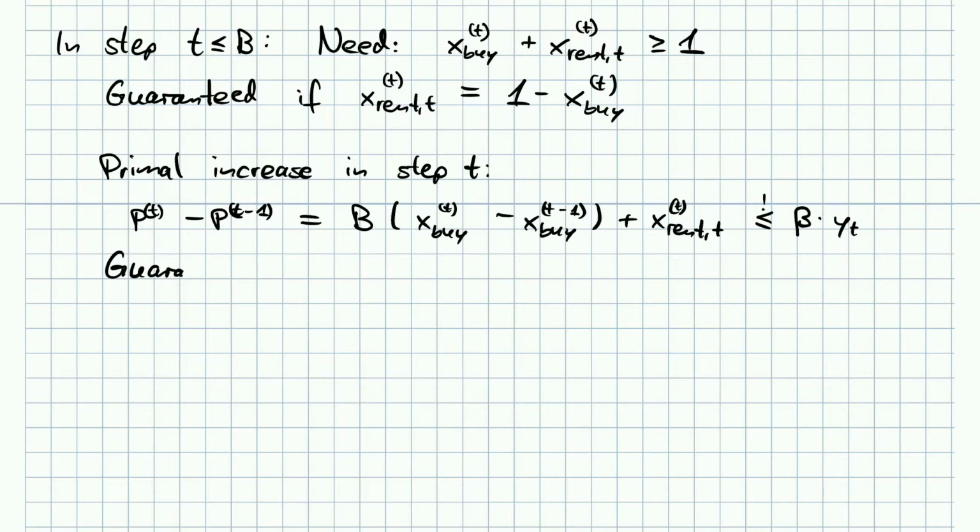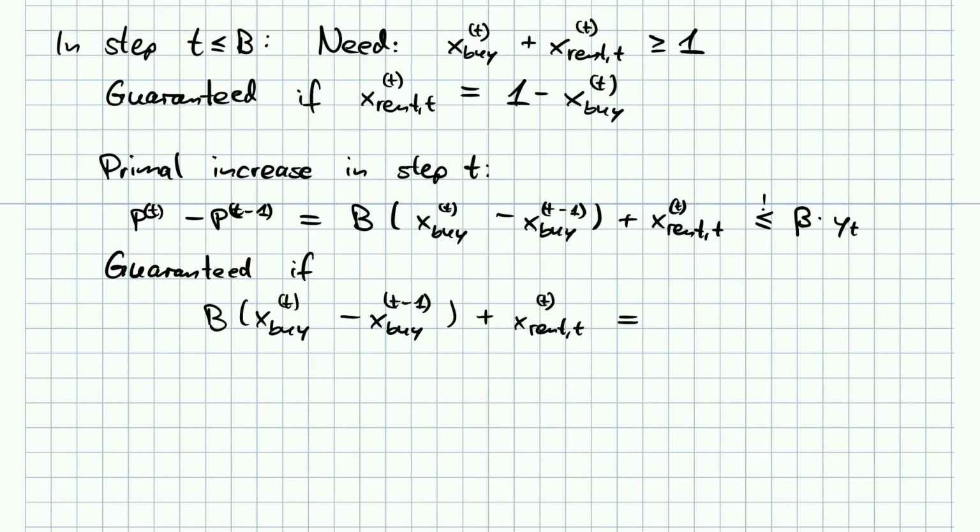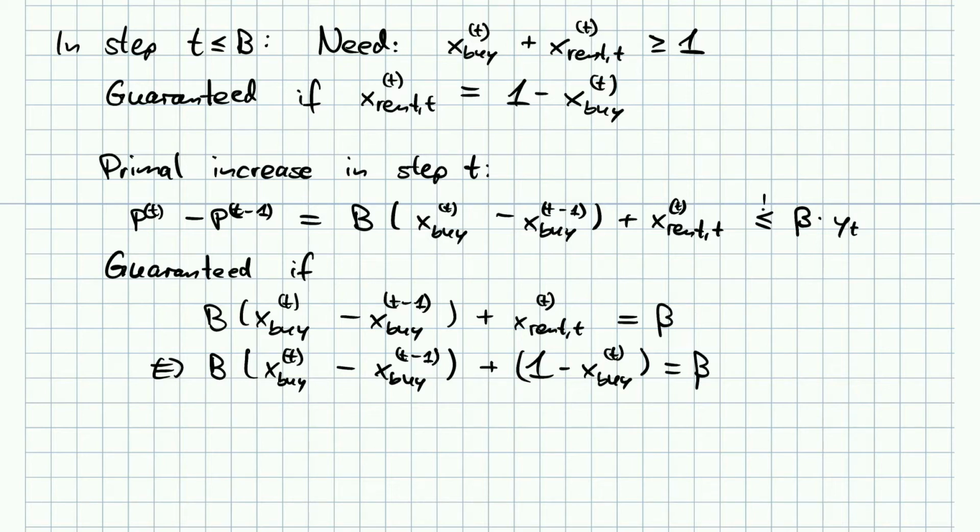So this is guaranteed if we set beta times x by t minus x by t minus 1 plus x rand t, superscript t, equal to beta. And we can now plug in the definition of x rand t, which we had derived here. So we'll have that x by t minus x by t minus 1 plus 1 minus x by t, and all of this will be equal to beta.